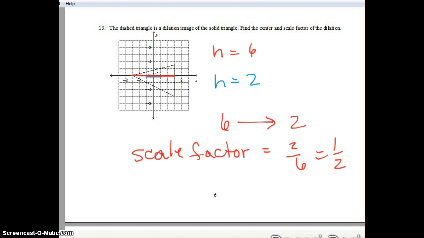which is 1/3. Now it's asking also about the center. And the center, it's really easy. We're just looking for what's right in the middle of that height. The middle of the height of 6, we're going 3 units in, and 3 units in from the left, 3 units in from the right, is at the origin. And it's the same thing for the smallest triangle, except it's 1 unit in from the left and 1 unit in from the right. So the center is at the origin. The center is 0, 0.